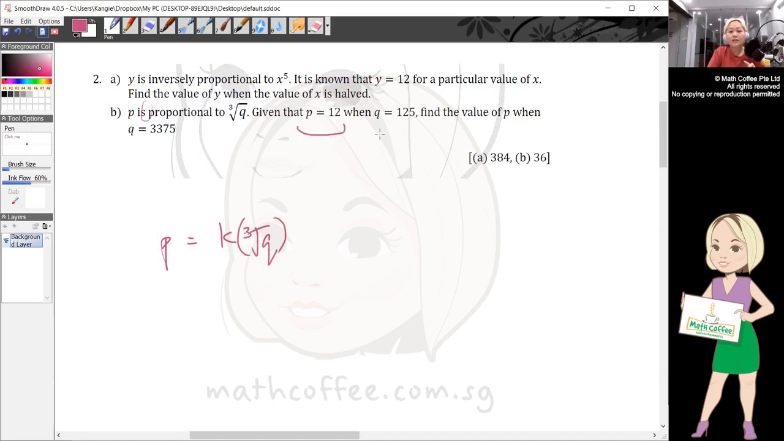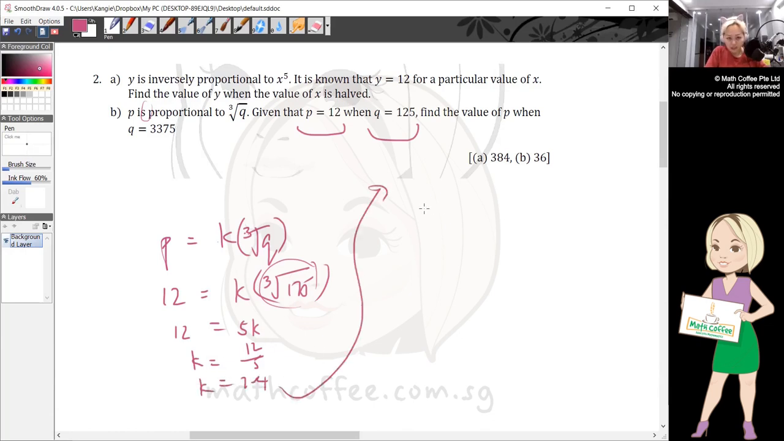Next, they give me a set of values. P is 12, Q is 125. So you are supposed to sub it in and find the corresponding k. So I have 12 equals k times the cube root of 125. And when you press the calculator, this is 5. So that means 5k is equal to 12. k is equal to 12 over 5. And you can leave it as 12 over 5, or you can put it as decimal 2.4, also can. So let's say this is 2.4. So in the end, my formula is P equals 2.4 multiplied by the cube root of Q. So this is my full formula.